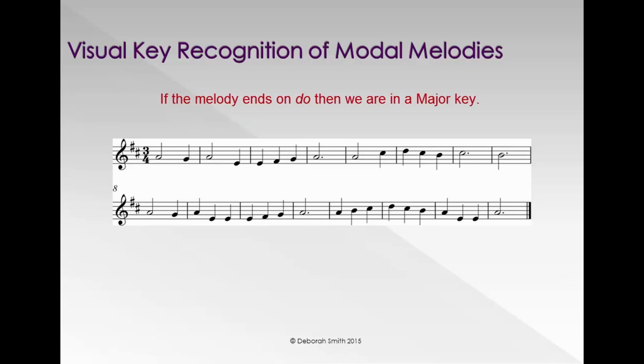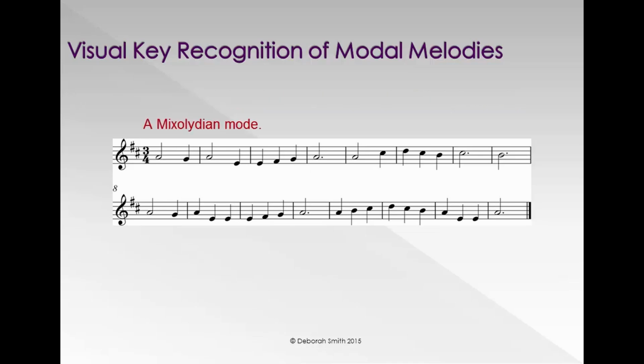If a melody is based on do, we say it is in a major scale or a major key. If a melody is based on la, we say it is in a minor scale or key. However, if a melody is based on so, we are in the Mixolydian mode. In this case, we are in the A Mixolydian. The A Mixolydian has D as do.